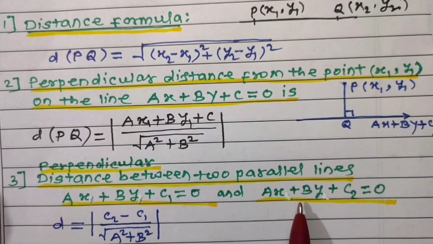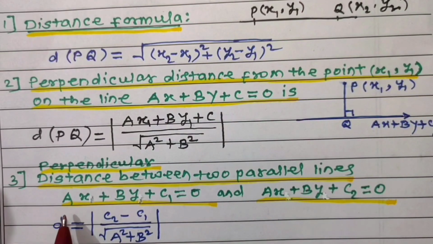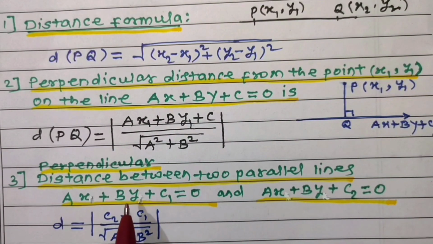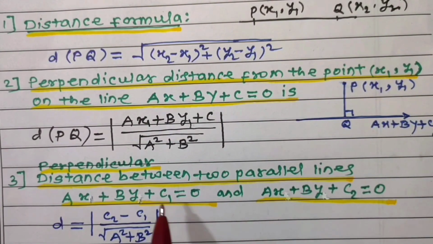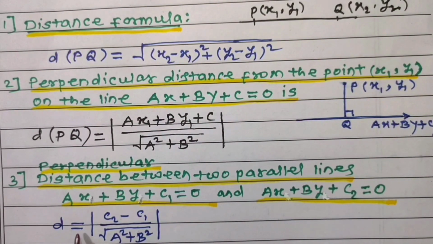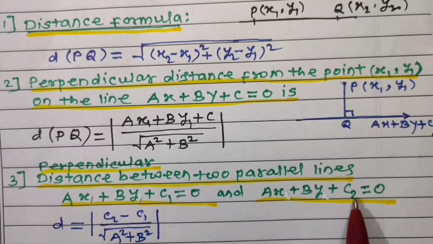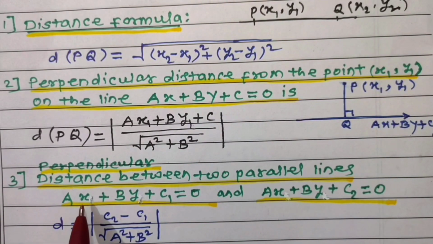Two lines are said to be parallel to each other if their coefficients of x are equal as well as coefficients of y are also equal. Remember this point. These two lines are parallel to each other and we have to find the distance between this line and this line. Consider this is line 1 and this is line 2. Then distance is given by d is equal to modulus of C2, the constant term in line 2, minus the constant term in line 1, C2 minus C1, divided by square root of a square plus b square, where a is the coefficient of x in line 1 and line 2 and b is the coefficient of y in line 1 and line 2.